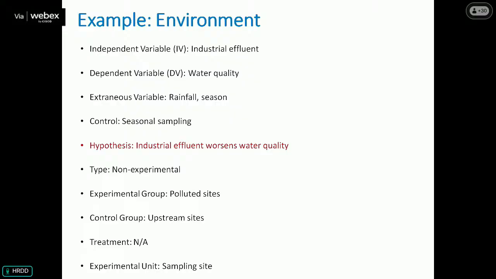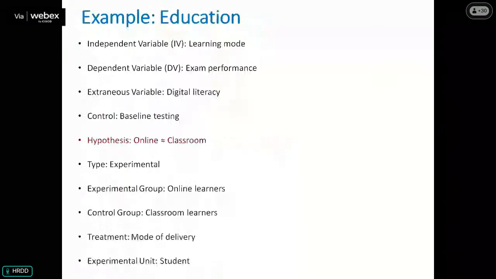So environment: industrial effluent worsens water quality. Here the independent variable is industrial effluent and the dependent variable is water quality. But if there is rainfall, you will not have similar results. It should be the same season, and it is non-experimental. If there is an industry here, upstream you will collect the data and downstream you will collect the data after the effluent and compare the water quality of the two. You do not give a treatment; the treatment is already given. So the sampling site is the experimental unit.